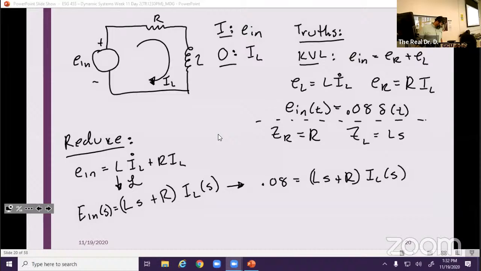Specifically, what was asked for here? Obtain the current response I of t. If I want the current response, I know L and I know R.